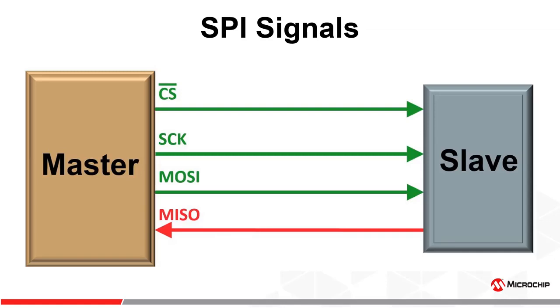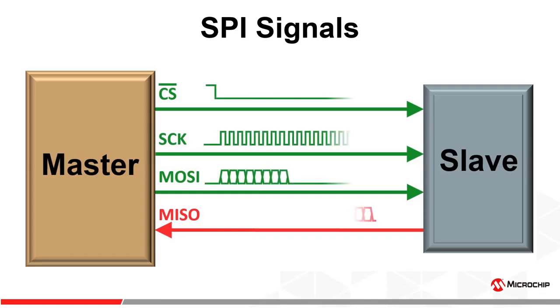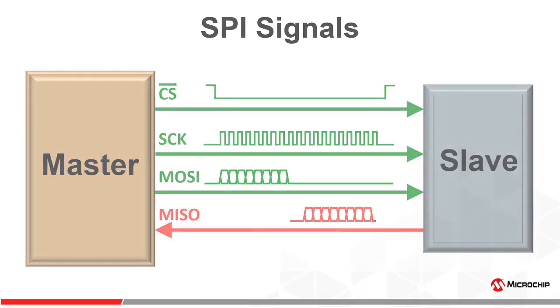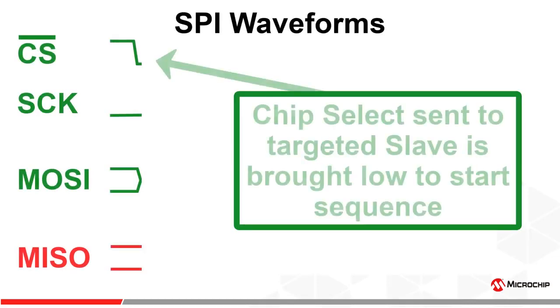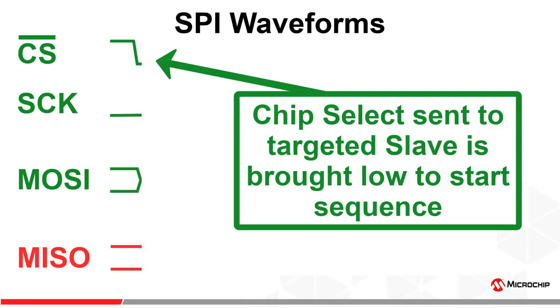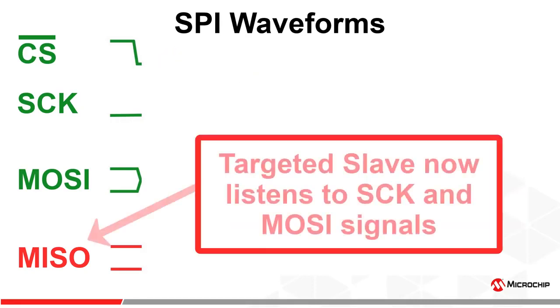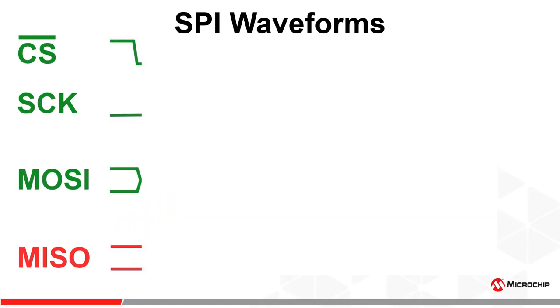The top 3 signals, CS, SCK, and MOSI, are all generated by the SPI bus master, and the bottom signal MISO is generated by the slave that is selected. To start an SPI transaction, the master must select the slave device by asserting CS or driving CS low. This tells the specific slave to listen for an SPI command, also called an opcode.